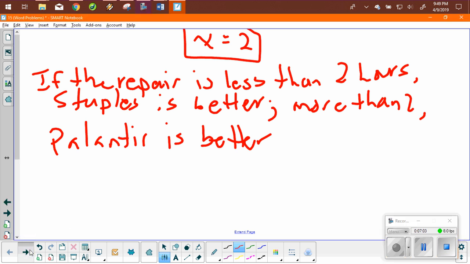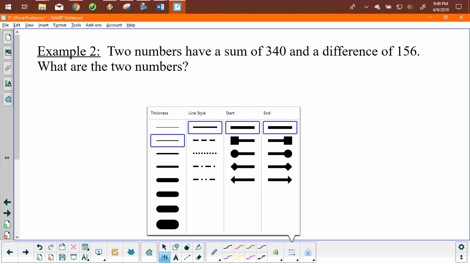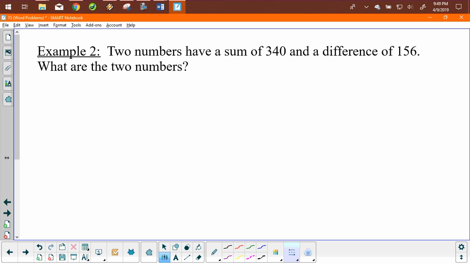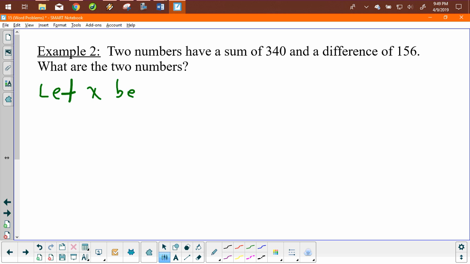On to problem number 2. A nice short one here. Two numbers have a sum of 340 and a difference of 156. What are the two numbers? First thing, the two things that we're modeling here, it just says I have two different numbers. So let x be one of the numbers, and y the other.